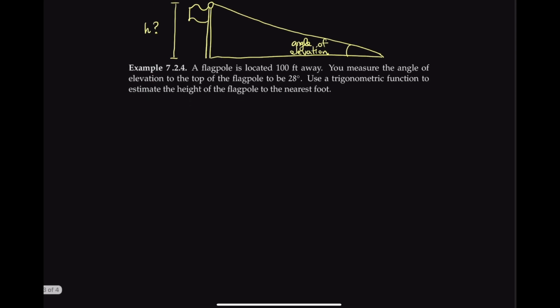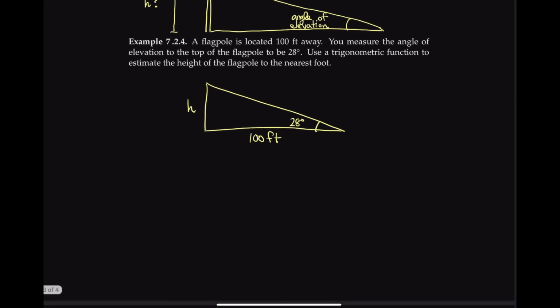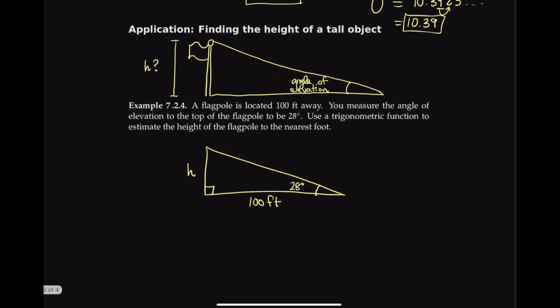So a flagpole is located 100 feet away. You measure the angle of elevation to the top of the flagpole to be 28 degrees. Now it says use a trig function to estimate the height of the flagpole to the nearest foot. So let's just draw our situation here. We're given the angle of elevation, which is 28 degrees. We're told that we are standing 100 feet away from the flagpole. And we're supposed to find the height of the flagpole, so let's call that h. So here's our right angle, assuming that the flagpole is at a right angle to the ground, and the ground is flat, right? We're making all these assumptions.